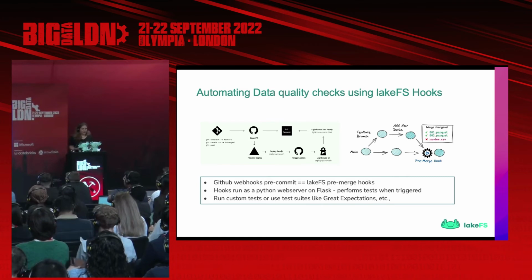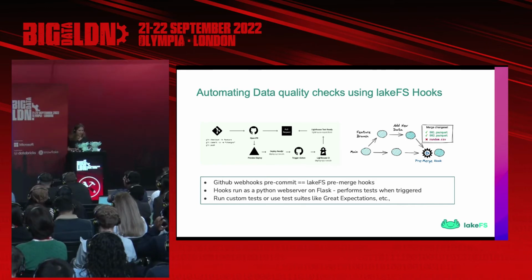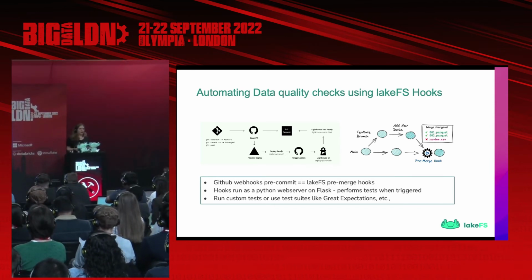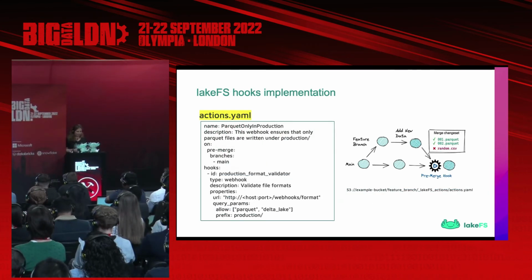And here I'm going to show you just an example where the hooks can run as a Python web server on Flask, or it can be any other server that you want to have. And you can trigger that performance test on the action that you defined. So you can add your custom test, you can use tests that it has out of the box, you can connect it with Great Expectations, so that gives you the infrastructure that you need to enable more work and more best practices down the line.